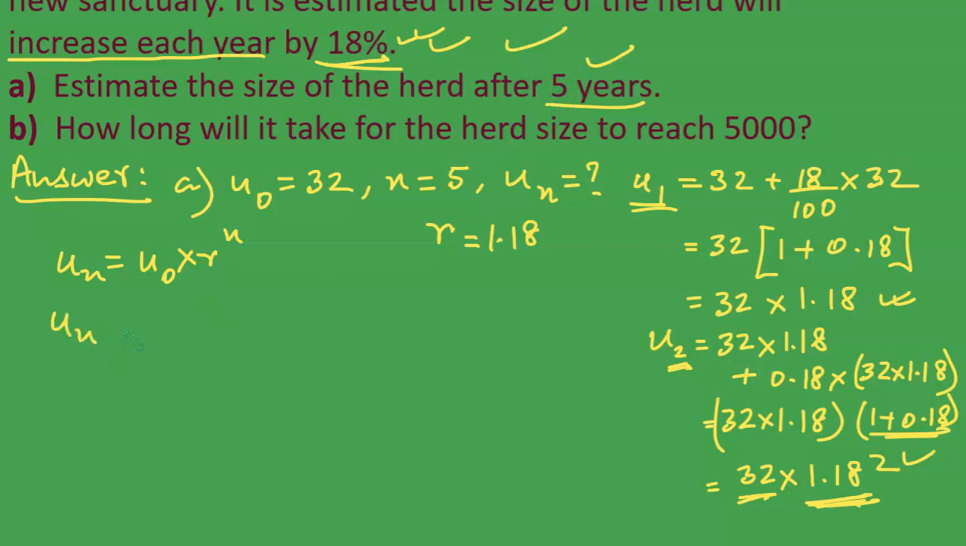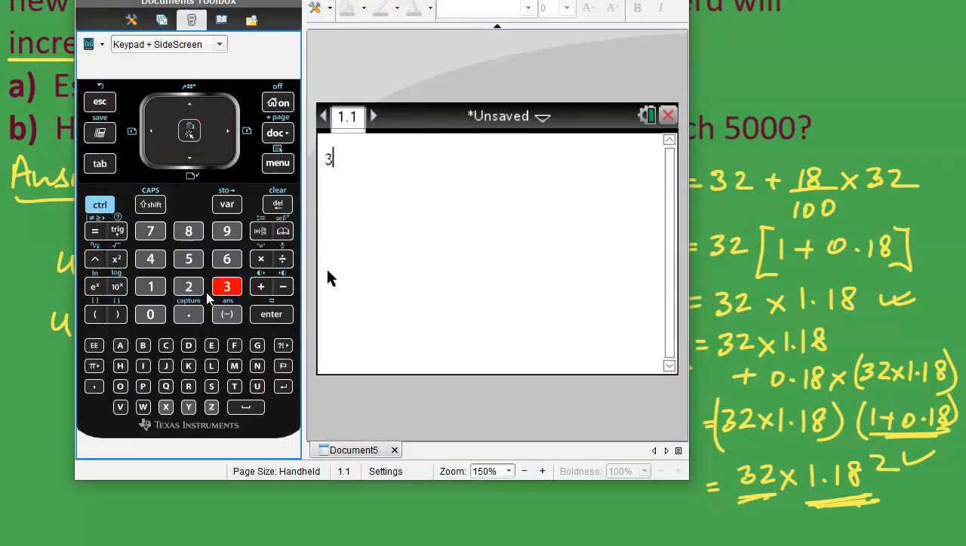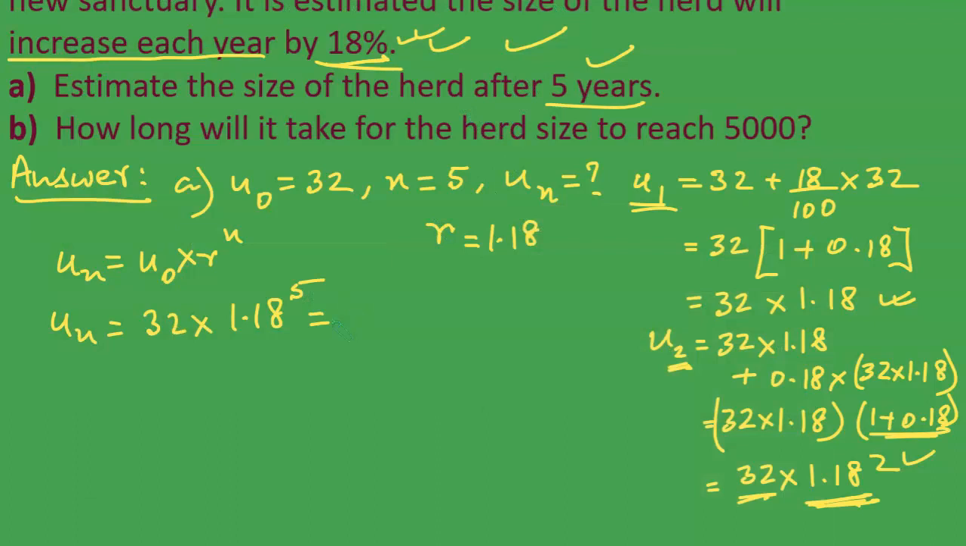So, therefore, UN should be equal to, U0 is equal to 32 times 1.18 to the power of 5. What is the value? 32 times 1.18 to the power of 5 is 73.208. So they have asked us to estimate the herd size. So we can give them this value of 73. It is almost equal to 73. So the herd size will be approximately equal to 73.